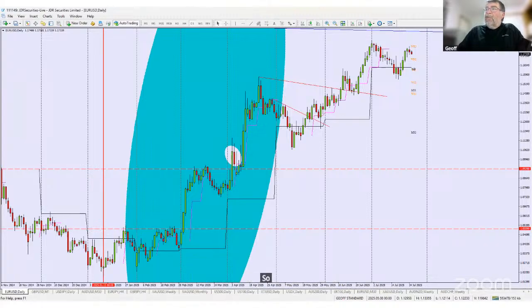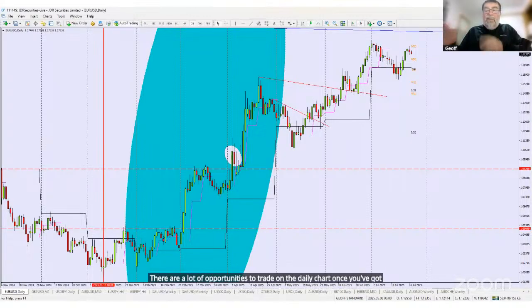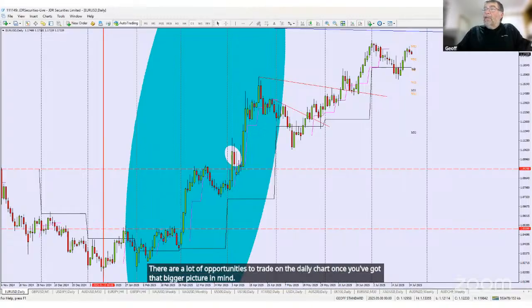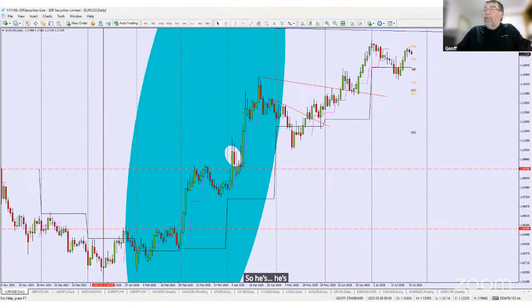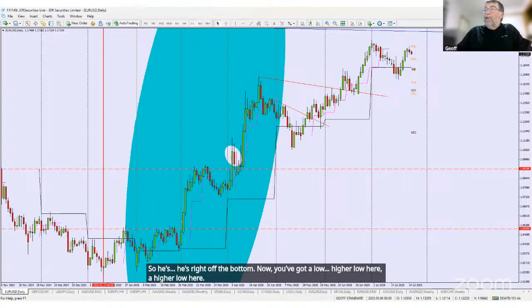So if we're coming off the bottom of the channel, as we are here, there are a lot of opportunities to trade on the daily chart once you've got that bigger picture in mind. So here's right off the bottom. Now you've got a higher low here, a higher low here, and then you've got the breakout. So depending on how you get in the market, and I'm not preaching that to you tonight.